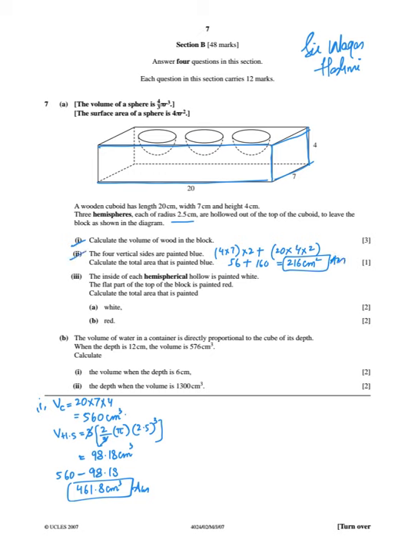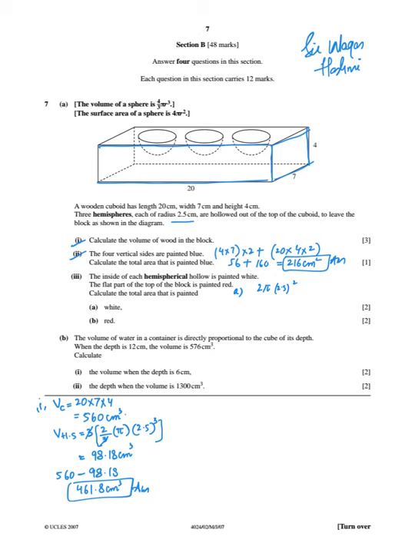For the third part, the inside of each hemispherical hollow is painted white. Alright, the flat part of the top of the block is painted red. Calculate the total area that is painted white. So for white, that is the first part. The curved surface area of a hemisphere, the working formula is 2 pi r square, right? The value of r we have, it's 2.5, right? So we can calculate it.